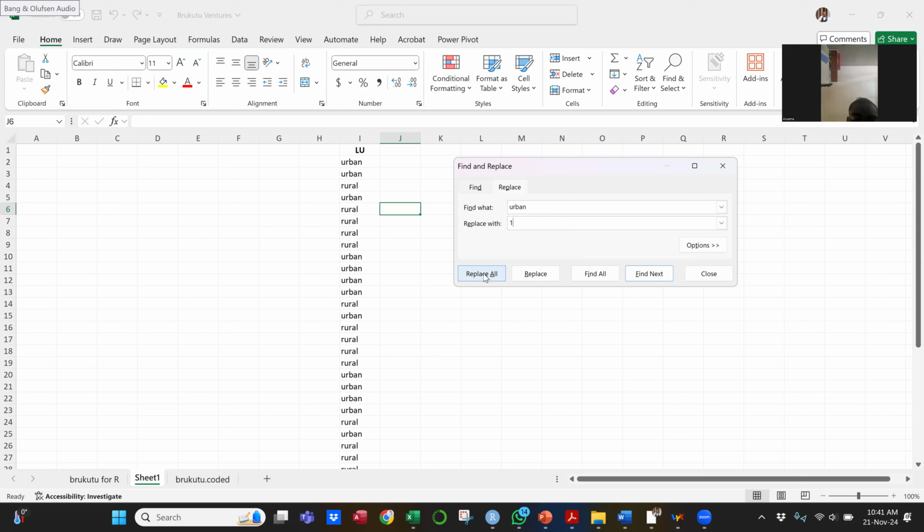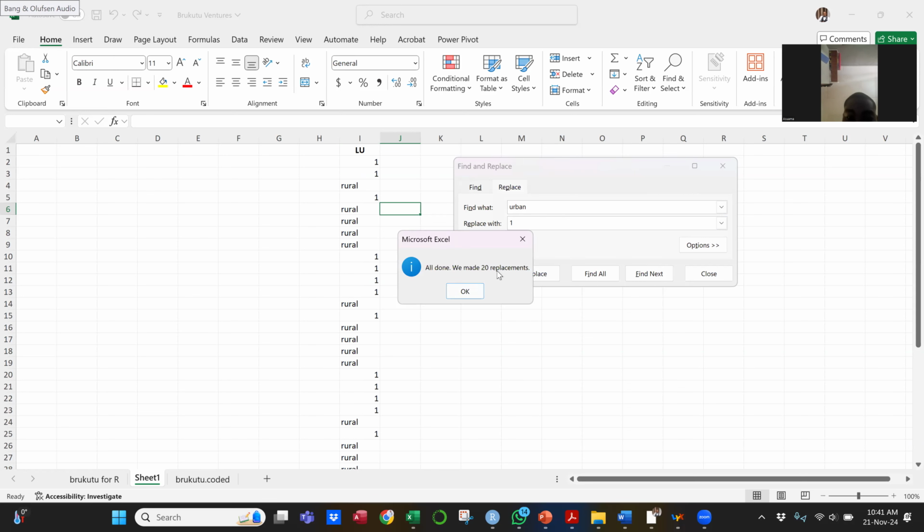Once you click all, it will tell me the number it has replaced. It has replaced 20 of them. And you can see that wherever there is urban, you have done that. You are done. Now change the thing to rural and say that wherever you see rural, this time replace it with what? Who can tell me?